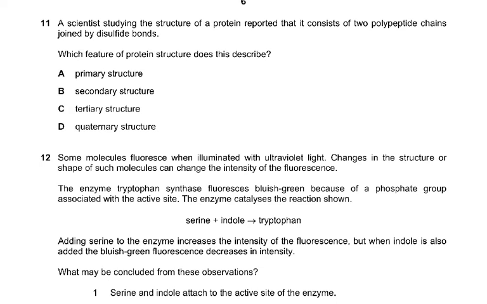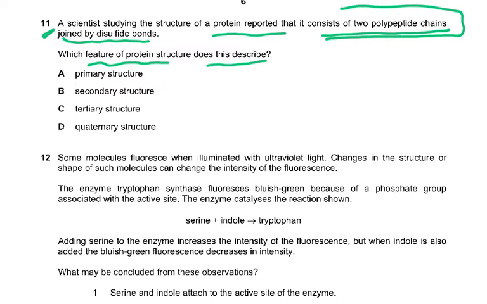Question number 11. A scientist studying the structure of a protein reported that it consists of two polypeptide chains joined by disulfide bonds. Which feature of protein structure does this describe? Well, we always said if there are two or more polypeptide chains, then it is a quaternary structure. So if the question tells you there are two polypeptide chains, then it's telling you about the last level of the structure.